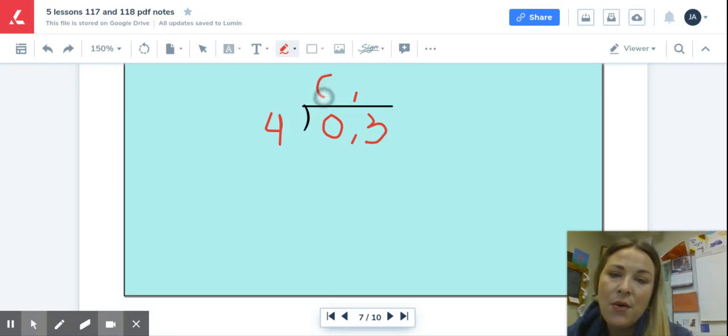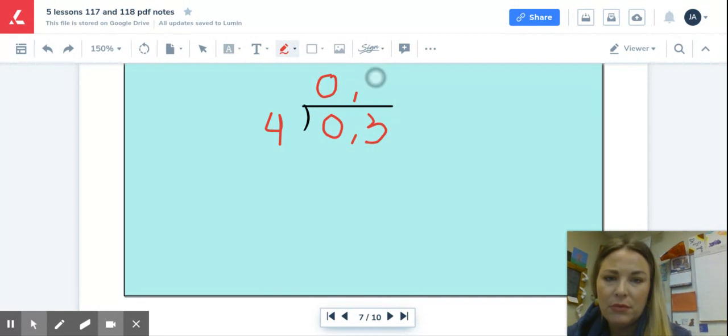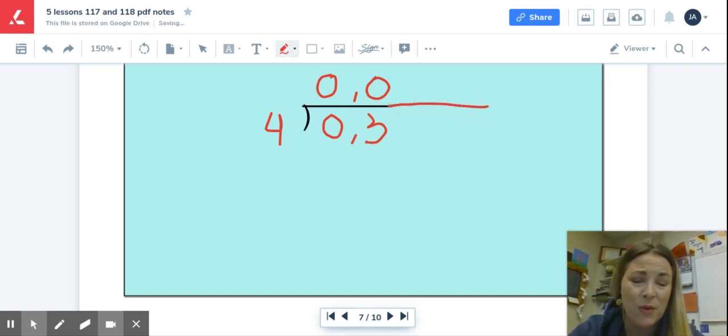Can 4 go into 0? No. Can 4 go into 3? No. Uh-oh. That's a weird answer. What do I do? We can't just leave it like that. That's not accurate. We got to keep doing the work. We're going to add in some zeros and do what we need to do until we can actually divide this.